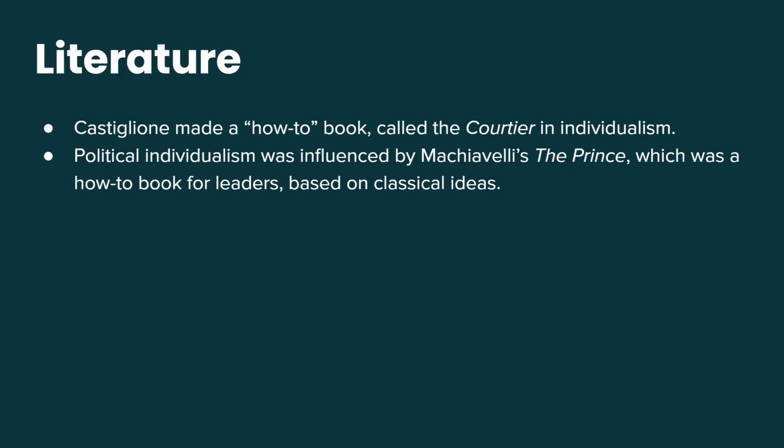So there's literature, and there was Castiglione, who made a how-to book called The Courtier. In it, he basically states how the average person should be. Then there was political individualism and Machiavelli's The Prince. So instead of just some normal person, what about someone in the high class? What should they do? He states that you should be feared but respected. So that's based on classical ideas. That's the literature of the Italian Renaissance.